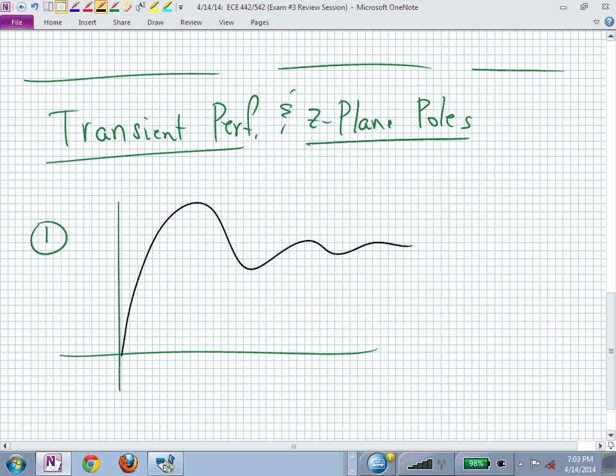Somebody may hit a system with a step, and they go, I don't know, here's what I measured. And you go, that's fine, I can give you your model. I can give you your G of Z from this. So this is now going from a transient time domain. This is now the time domain.